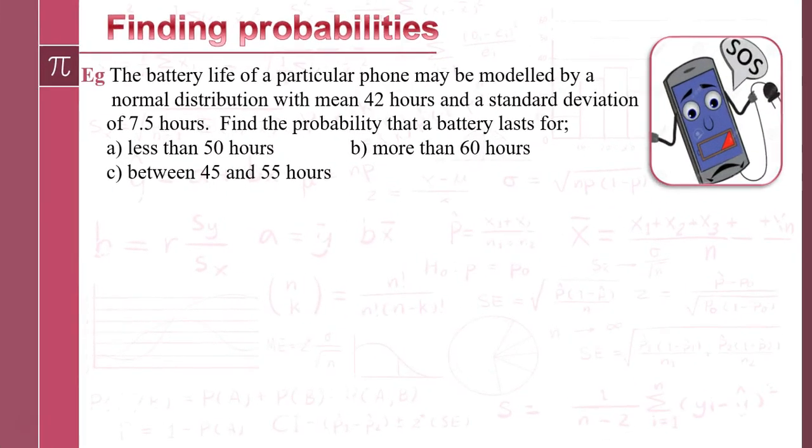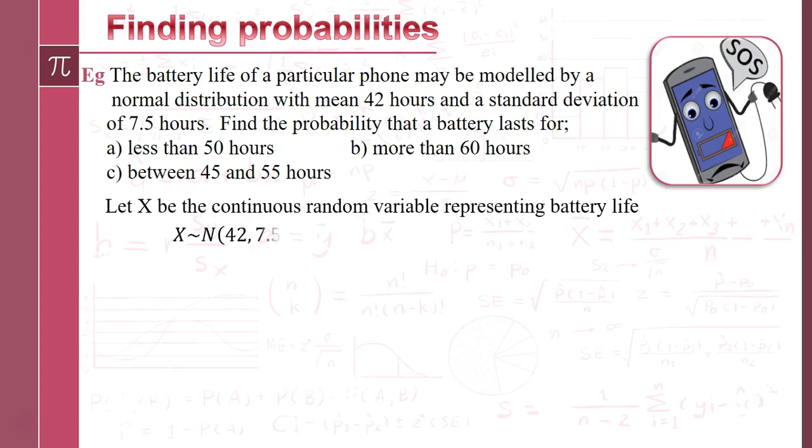So, here we go. Here's an example. We've got the battery life of a phone, and we're told that it's being modelled by a normal distribution. The average battery life for the phone is 42 hours, and somebody's done all the testing and worked out that the standard deviation for that set of data is 7.5 hours. So what we're going to do is start working out some probabilities. It says find the probability that the battery lasts for less than 50 hours, more than 60 hours, or between 45 and 55 hours. Okay, off we go.